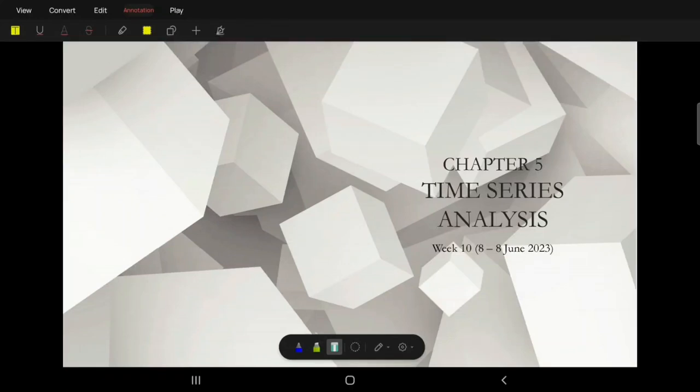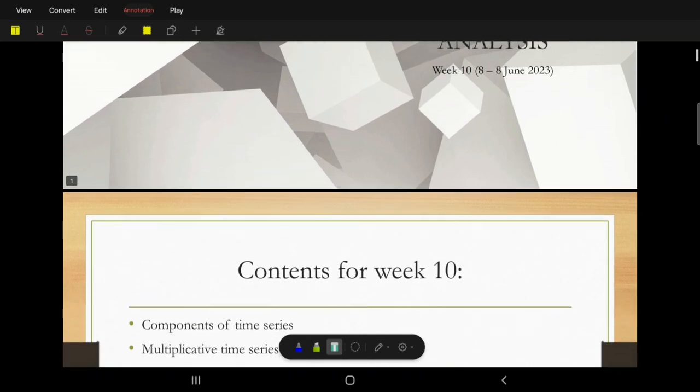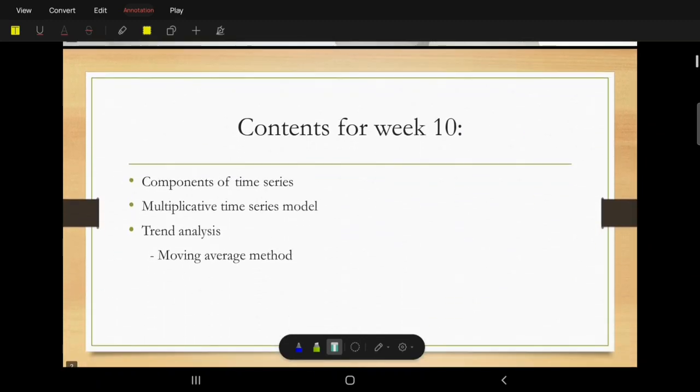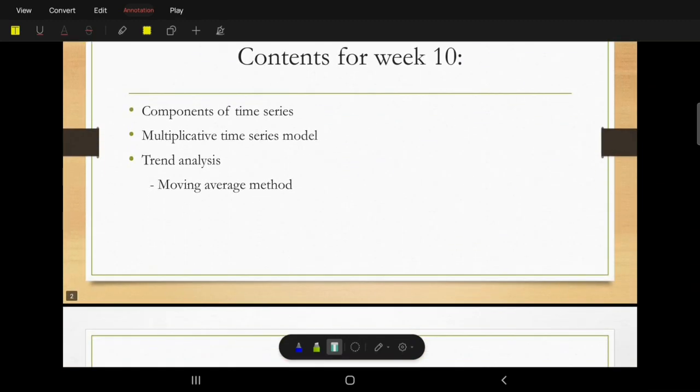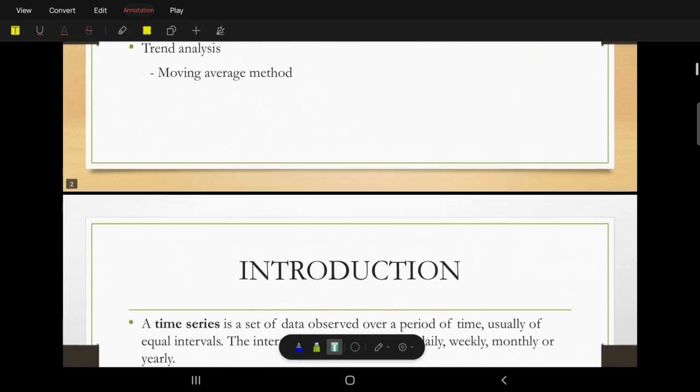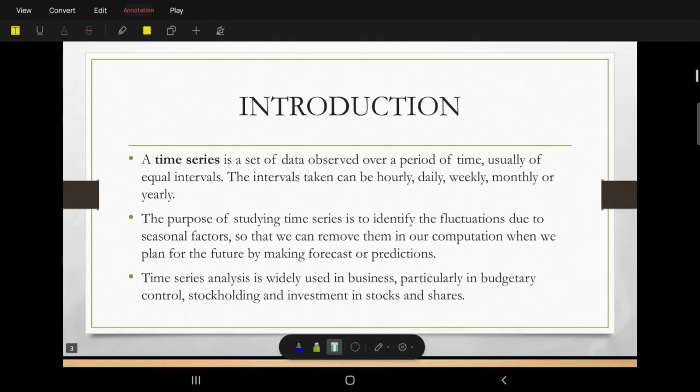Right class, now we go to chapter 5, time series analysis. For this topic, you're going to study the components of time series, the multiplicative time series model, and trend analysis. Okay, so look at the introduction.